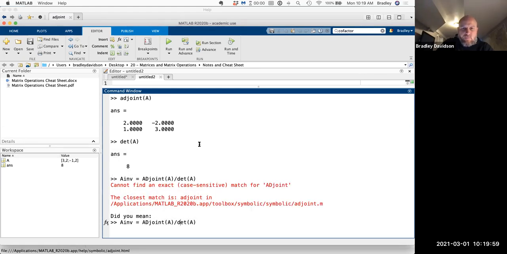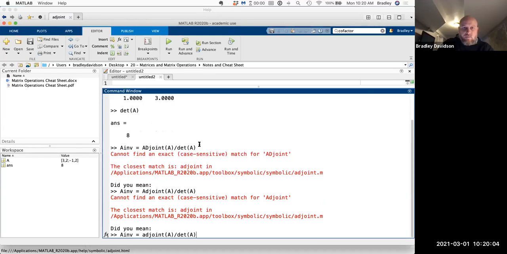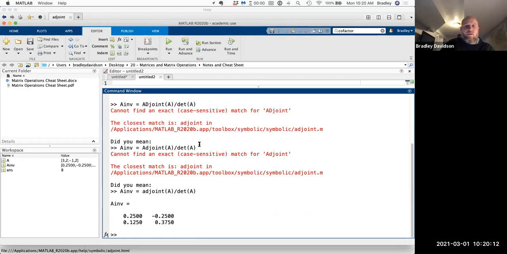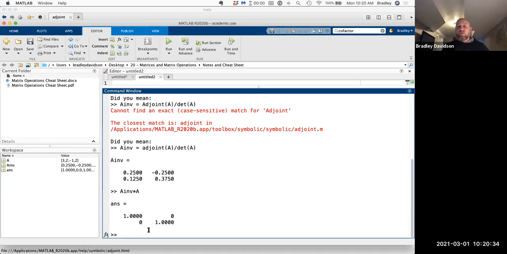And then if we calculated this correctly, A inverse, just assigning it to this variable, will be the adjoint of A divided by the determinant of A. Oops, misspelled that. There we go. Still not getting it. Did I mean? Yes, I did mean that. Ah, I see. I had a capital A. And so with this, we get 1/4, -1/4 in the 1, 2 position, 1/8, and then 3/8 in those positions. And if this is correct, then that means that A inverse multiplied by A should give us the identity matrix. So we did get it right, and that's a good sign.